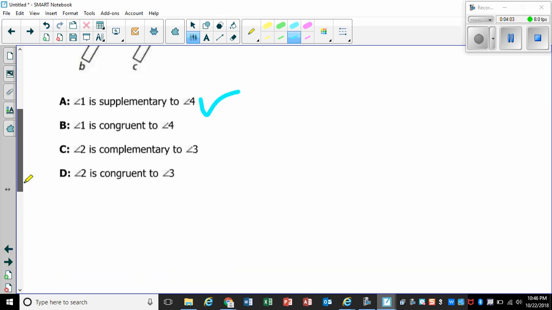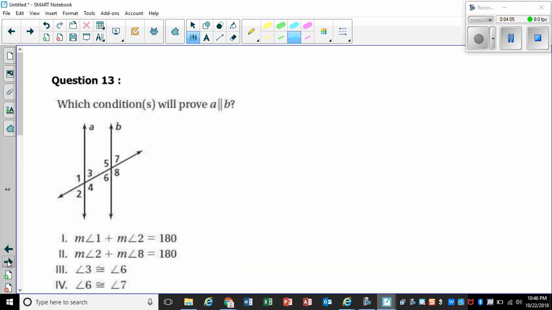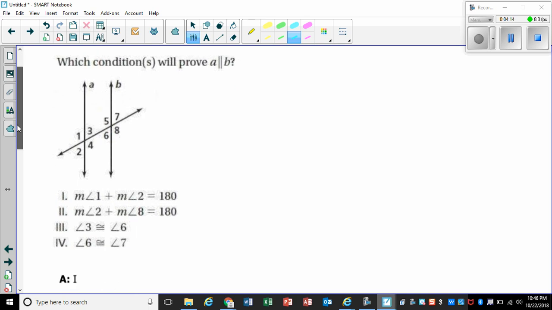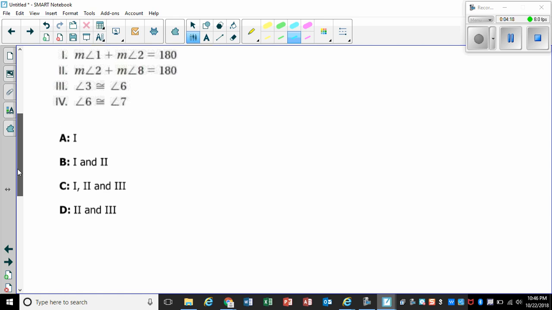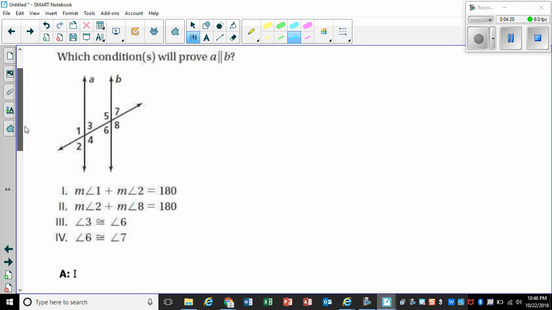All right, next. It says, which condition will prove that A is parallel to B? And it goes through the properties here. Just remember, the same side interior angles are going to be the same.